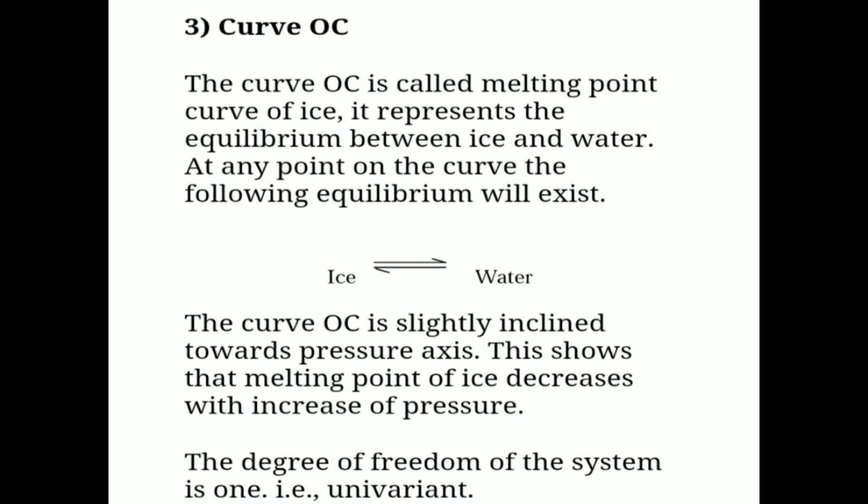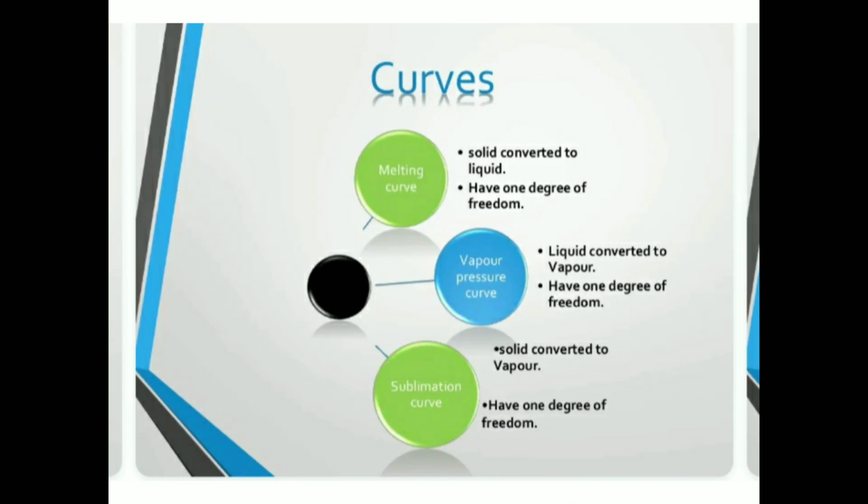Next, we recall the curves, because we have 3 curves: curve A, curve B, curve C. The first curve is the vapor pressure curve, that is the vaporization curve, curve A. Liquid converted into vapor has 1 degree of freedom. Next, the second is curve B, that is the sublimation curve. Solid converted to vapor has 1 degree of freedom. Next, the melting curve, that is curve C. Solid converted to liquid has 1 degree of freedom.